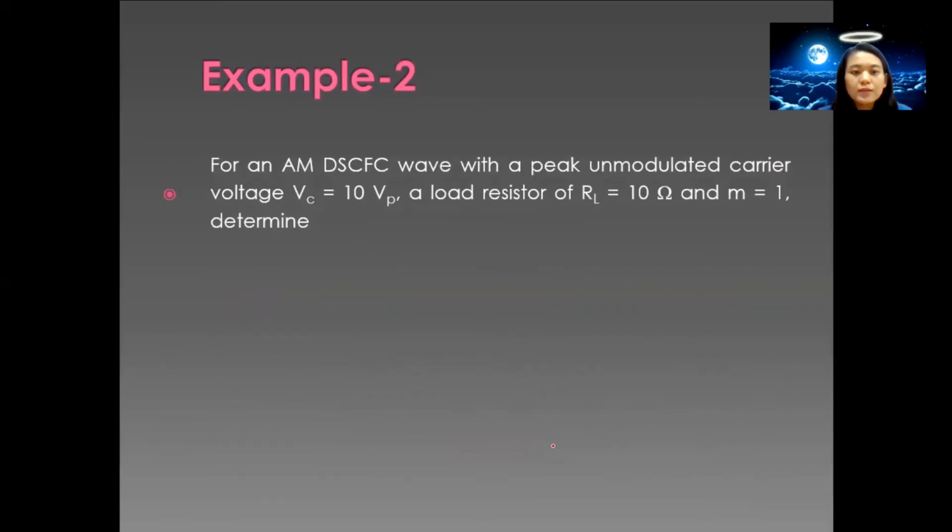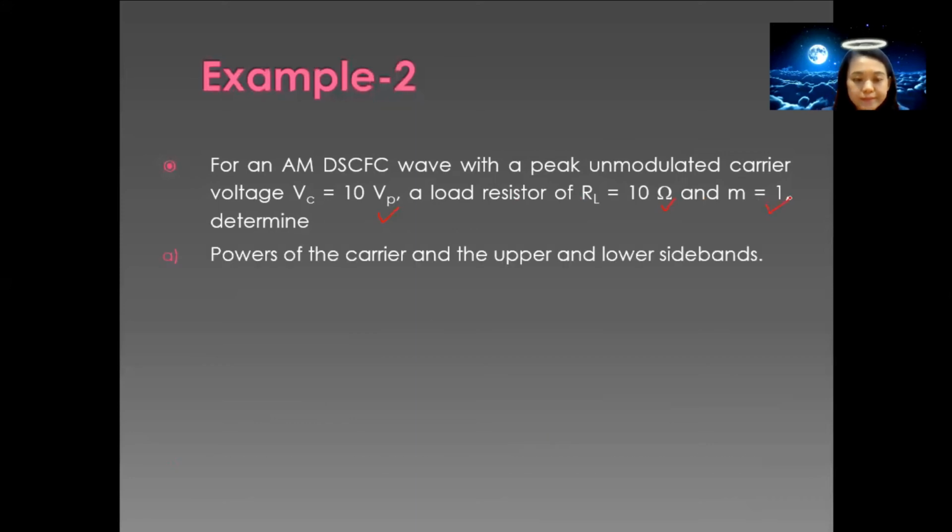Now we go to example 2. For the AM double sideband full carrier wave, the peak unmodulated carrier voltage VC equals 10 VP, the load resistor RL is 10 ohms, and M is 1. Here we clearly list down the three parameters: one, two, and three.